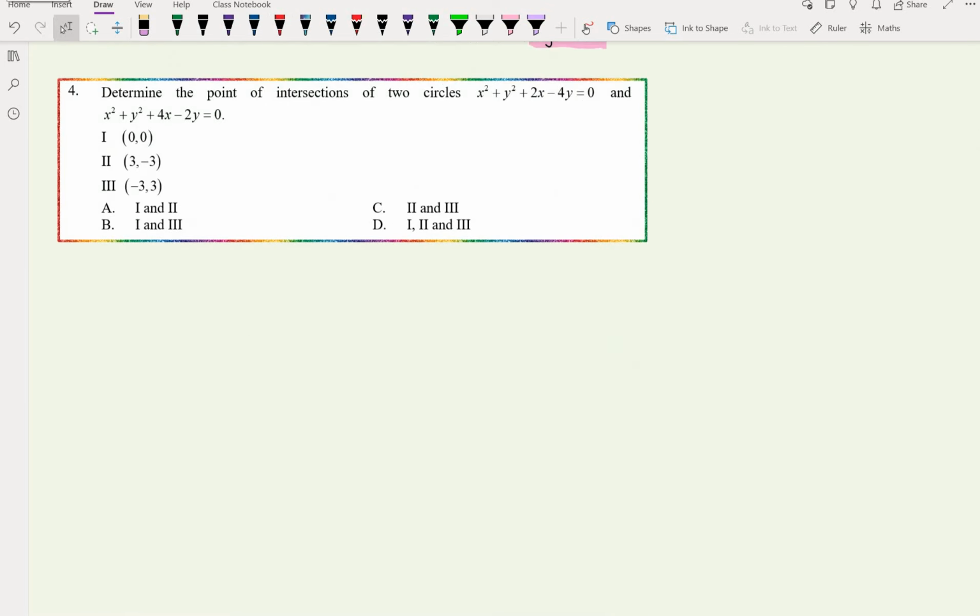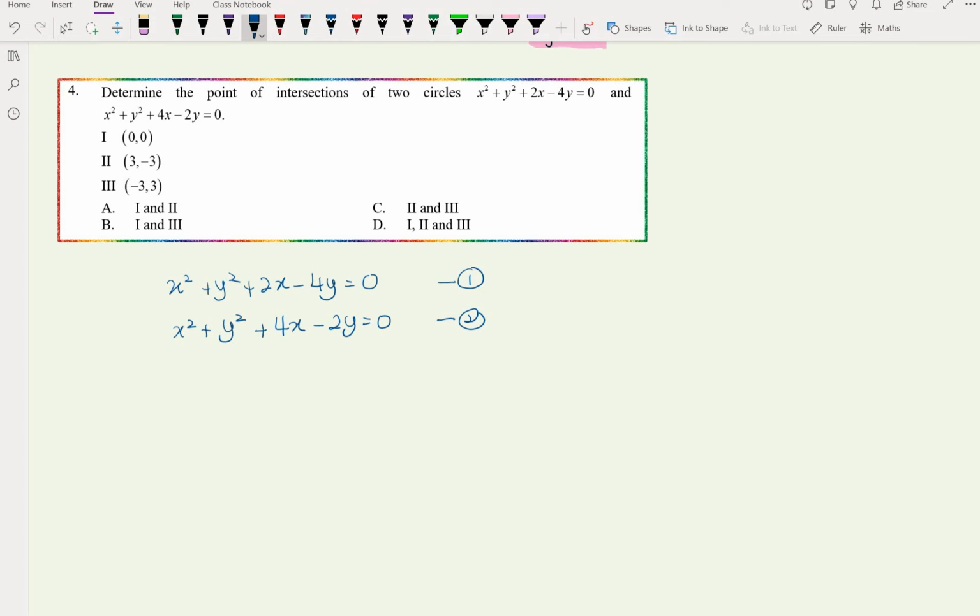Okay, so for question number 4, we need to determine the point of intersection between the two circles. So, what I'm going to do first, I'm going to write the equation of circle. We have X square plus Y square plus 2X minus 4Y equals to 0. That is my first equation. And second equation is X square plus Y square plus 4X minus 2Y is equal to 0. So, that will be my second equation.